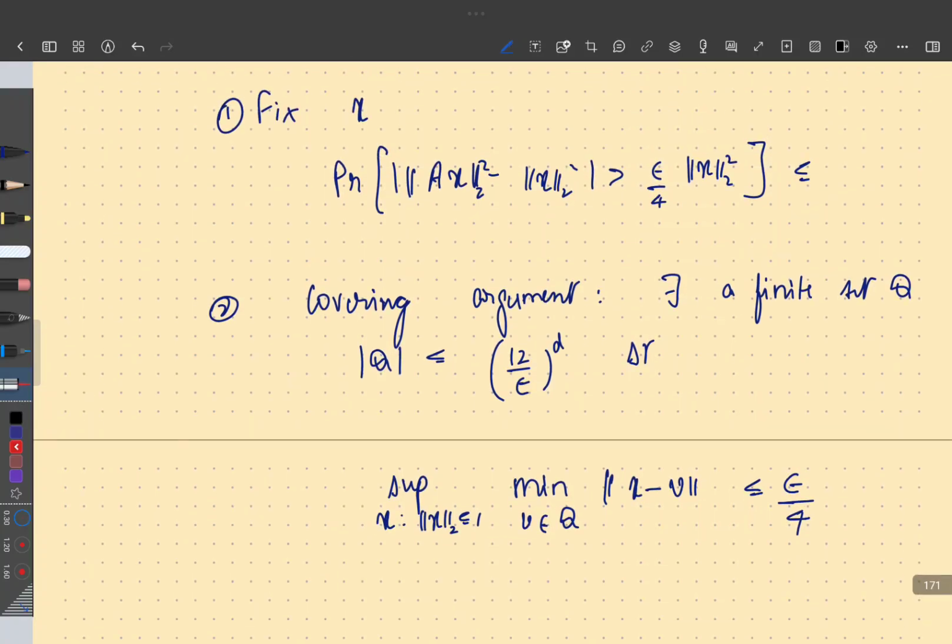And then you combine the covering argument. So first, you take a union bound over all possible points in Q. Basically the probability that this happens for even one vector in Q is upper bounded by whatever probability you have over here times (12/epsilon) to the power d.